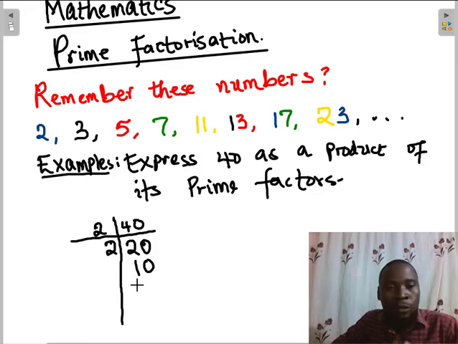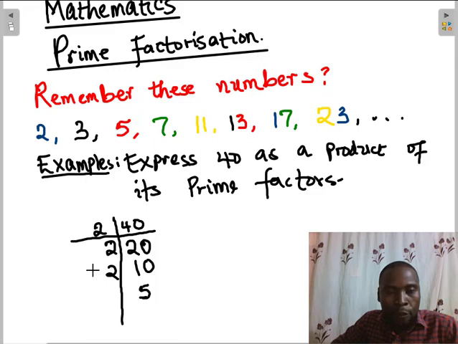Yes, 2 can divide, and you keep dividing the number as long as it can divide. If it's only 2 that can divide the number, fine. There's no problem with that. As long as 2 can still divide that number, keep using 2. So 2 into 10, that is 5. All right. Now, can 2 divide 5 exactly without a remainder?